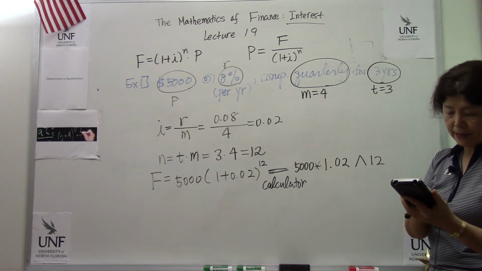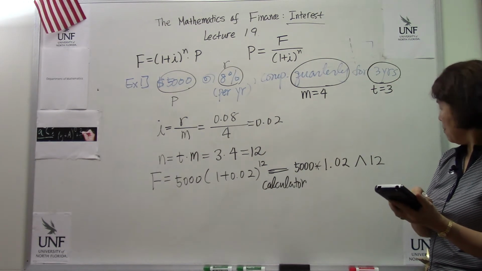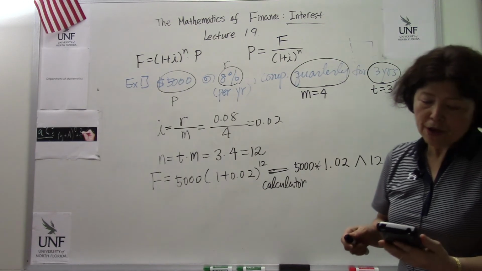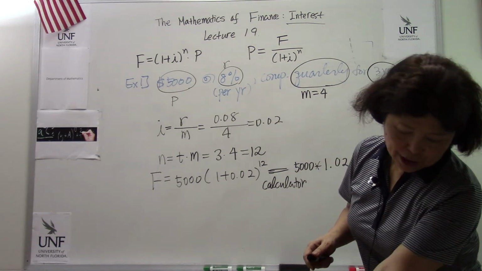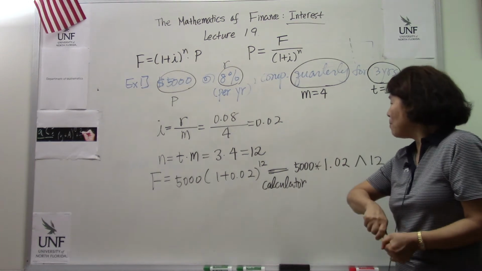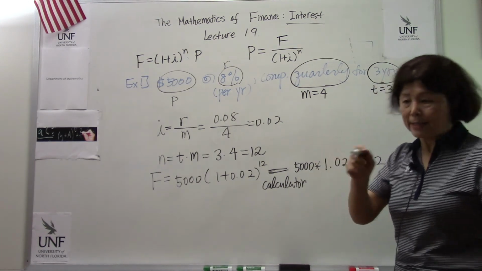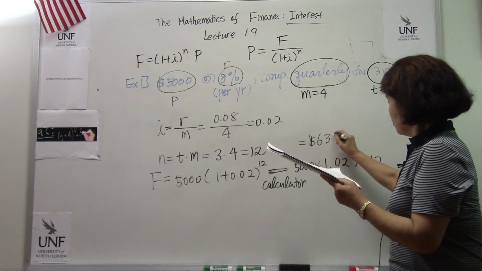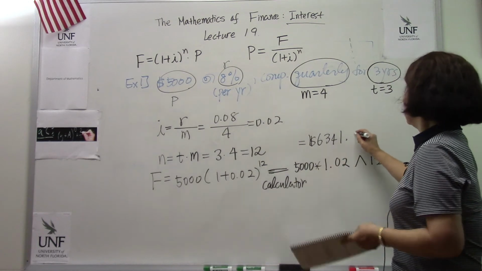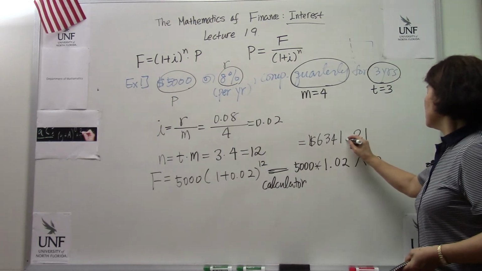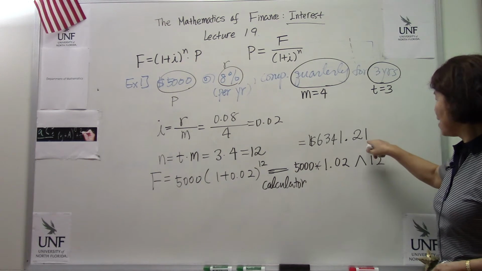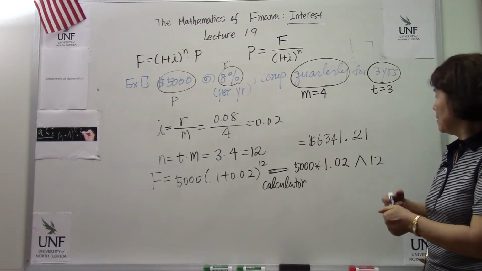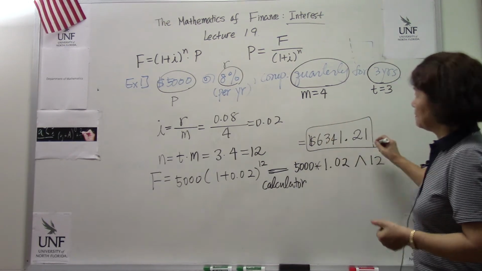5,000 times 1.02 to the what power? 12 power, so that gives you $6,341.21. When you talk about money, you are going to talk about cents, up to cents. So the final answer is $6,341.21. Round to the hundredth place, or 2 decimal places. So this is the final answer.